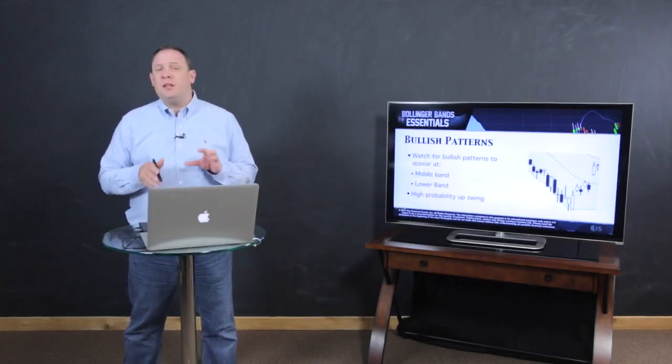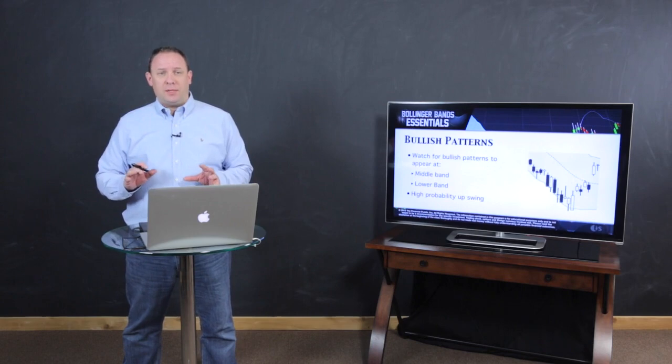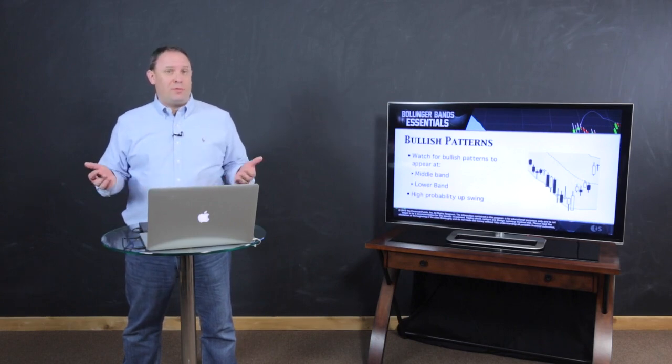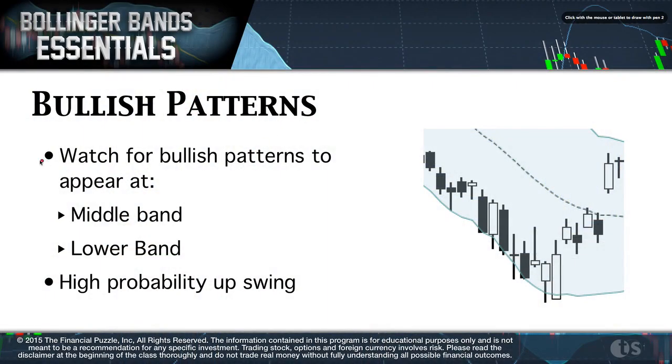Let's start by understanding the bullish formations that we see as they show up inside the Bollinger Bands. And the truth is, they're the same patterns you should already be familiar with if you understand candles. But here's how we're going to interpret them. What we're watching for is the bullish formations to appear at either a middle band or a lower band. It doesn't really matter if the bullish formations appear at the upper band.